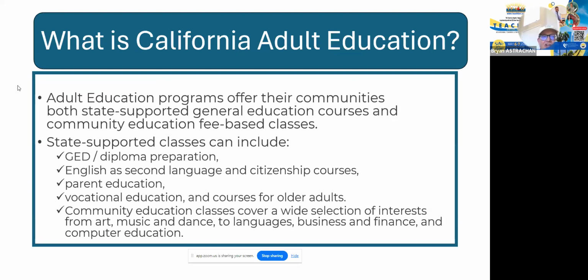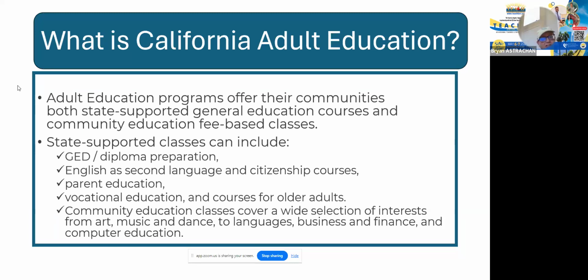So now we're going to segue into adult education at the K-12 arena, which is where you're going to need a designated subjects adult education teaching credential. In adult education now, we're talking about, like, El Monte Rosemead Adult School. Los Angeles Unified School District has a number of adult education centers and schools. So adult education programs offer their communities both state-supported general education courses and community education fee classes.